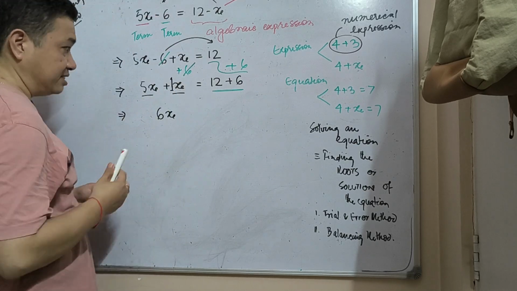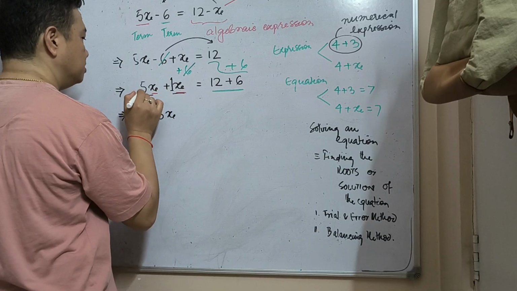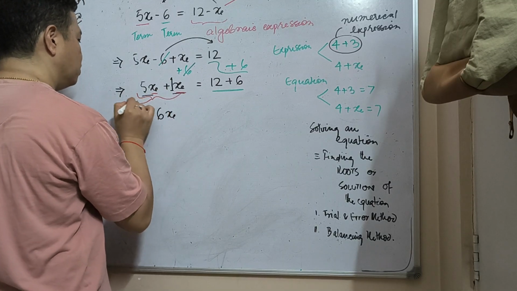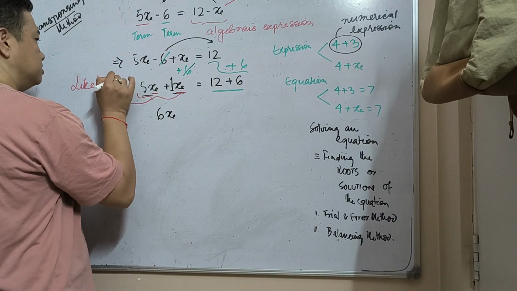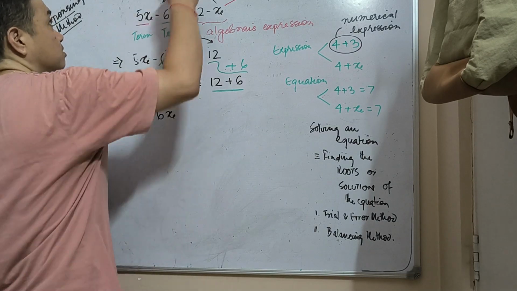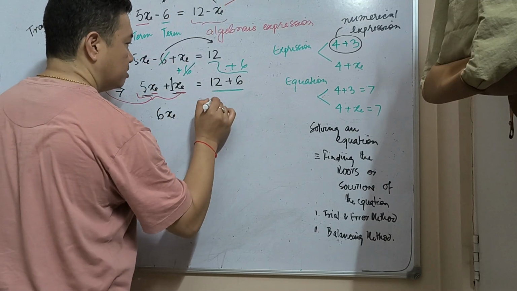What are like terms? Like terms are terms having the same variable. So these two can be added because they're like. So 5x plus 1x becomes 6x, and the right side becomes 8.